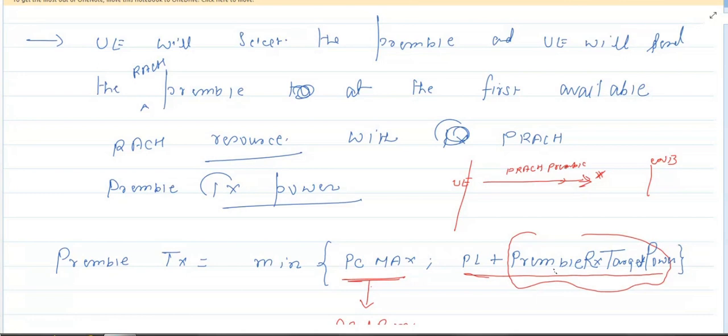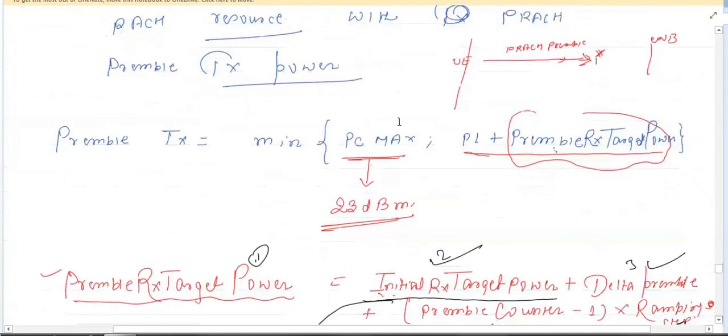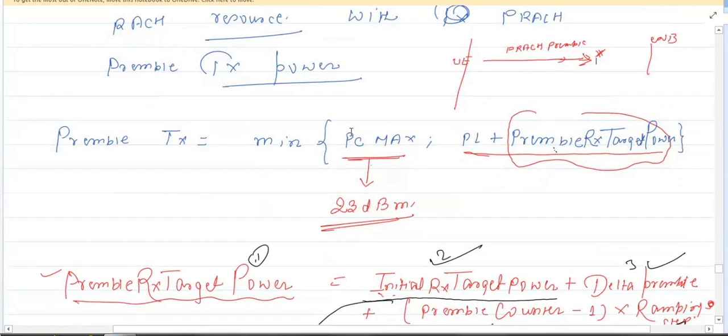So to transmit the PRACH preamble, the minimum of these two power levels. Minimum of PC max, this PC max will be defined based on your different UE categories. Most probably we are using the value around 23 dBm. So this is called the power class maximum according to your UE categories. PC max will be defined. So minimum of this, or path loss plus preamble received target.